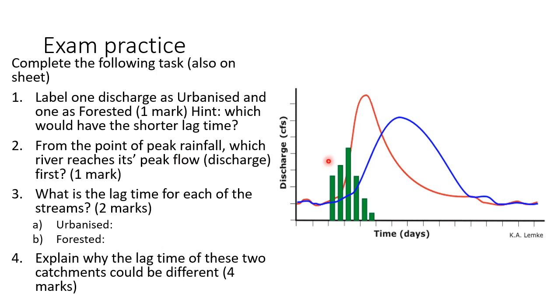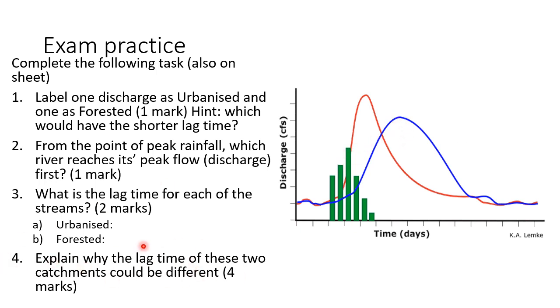Which one reaches its peak flow first? Well, that's the red one. It's pretty obvious. But can you work out the lag time? These are days. There's the peak rainfall. There's the peak discharge, the blue one. Can you work out the number of days? Just count the number of ticks between the peak discharge and the peak rainfall.